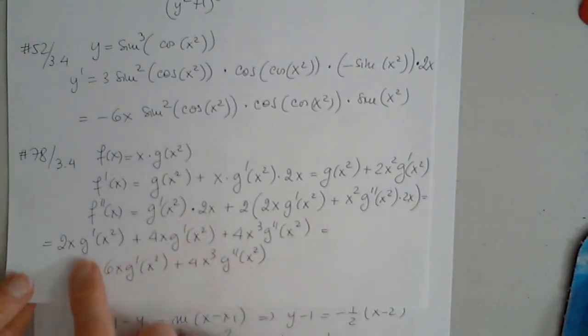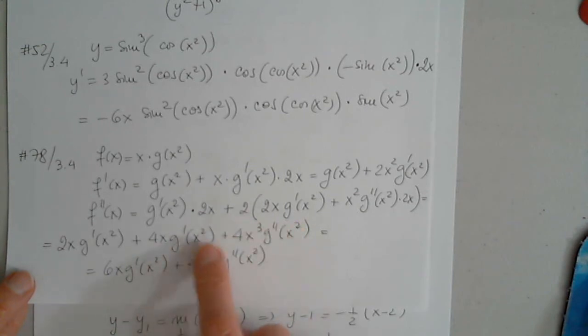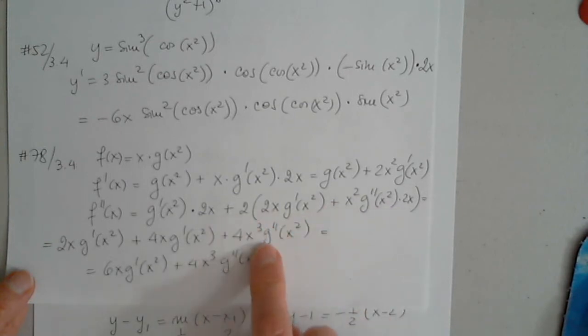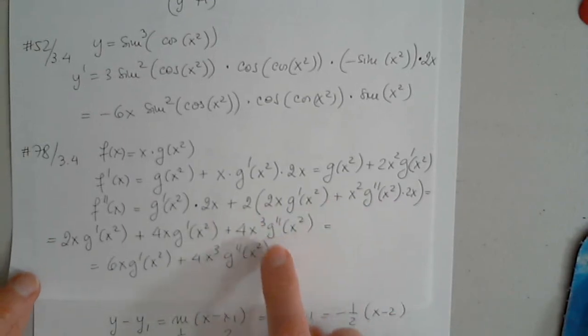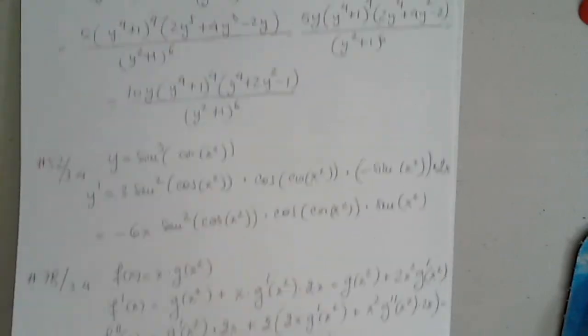So now I copy this. I distributed 2 times 2x here, and I get this, and then 2 times x squared times 2x. So 2x times x squared is 2x cubed times 2, 4x cubed, g double prime. And then these two are like terms, and then I copy that. That's final.